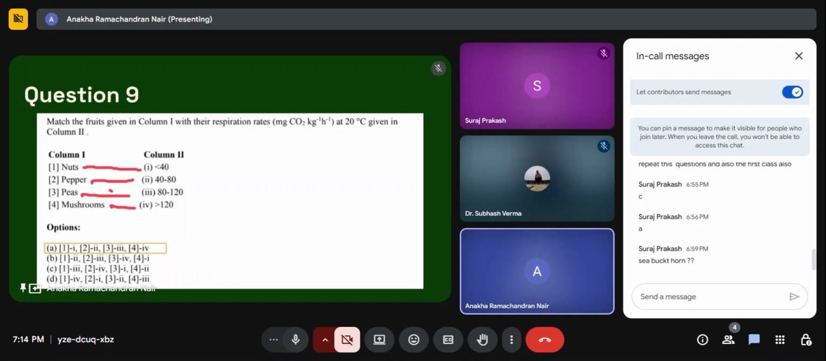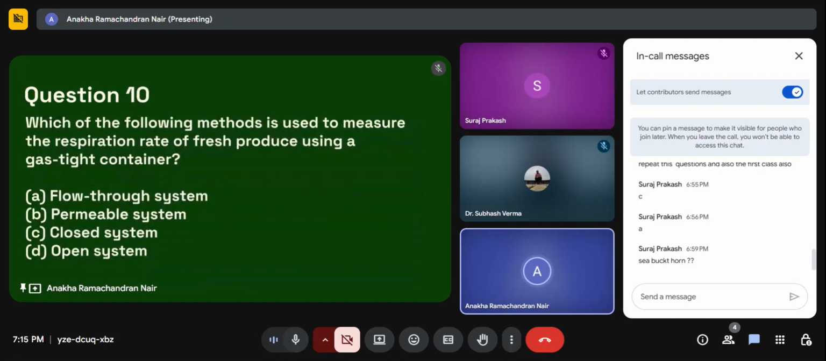All right. So I'm assuming there are no doubts. I'll move on to question number 10. Question number 10 states: which of the following methods is used to measure the respiratory rate of fresh produce using a gas tight container? There are four options: flow through system, permeable system, closed system, and open system.